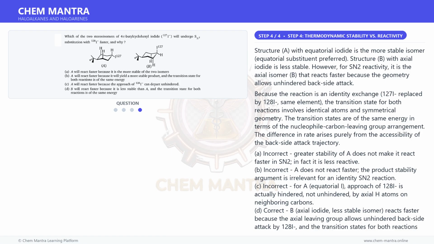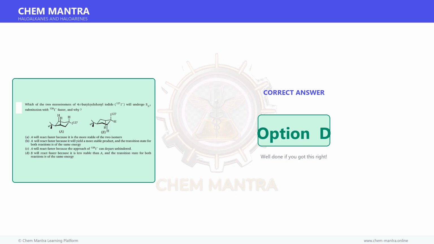D. Correct. B, axial iodide, the less stable isomer, reacts faster because the axial leaving group allows unhindered backside attack by 128I, and the transition states for both reactions are of the same energy, an identity reaction with the same nucleophile and leaving group. Therefore, the correct answer is D.